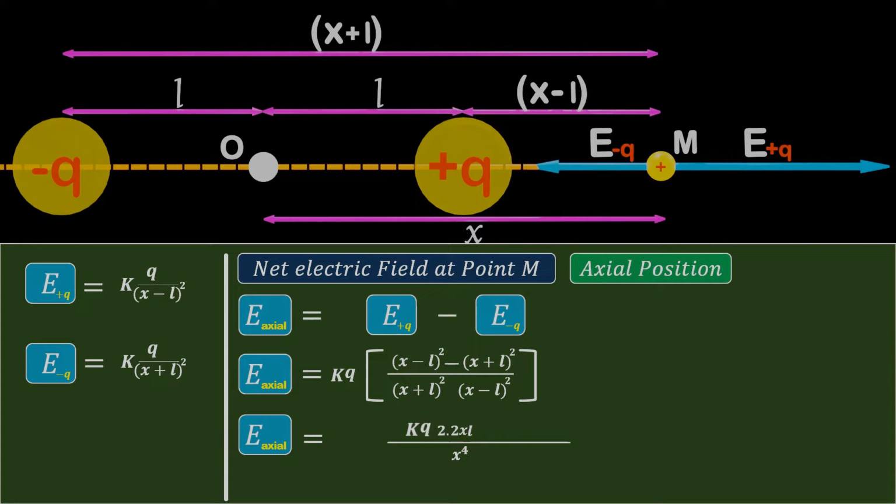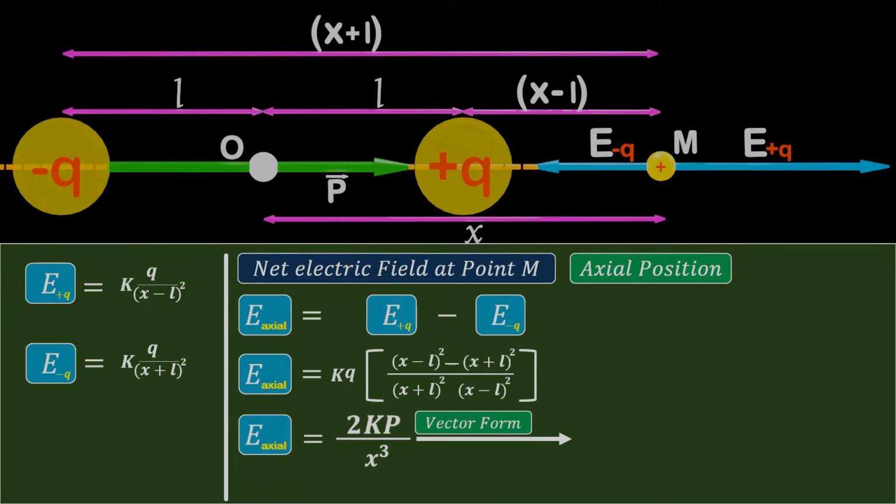And we know that 2qL represents the dipole moment, whose direction is taken from the negative charge toward the positive charge of a dipole. If we cancel out the x, the final equation for the electric field at the axial position of the dipole will be 2kp by x cube. We can represent it in vector form as follows.